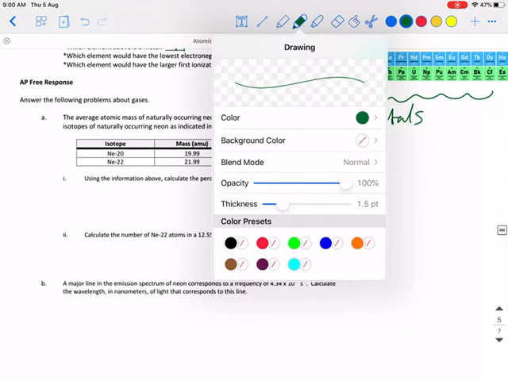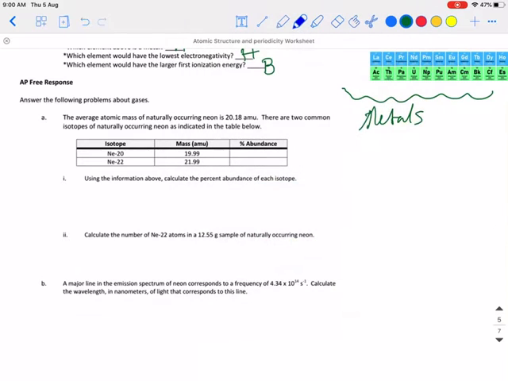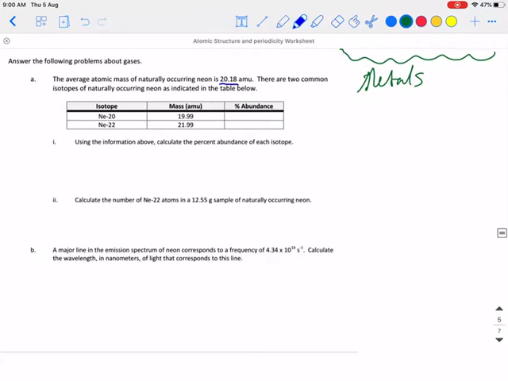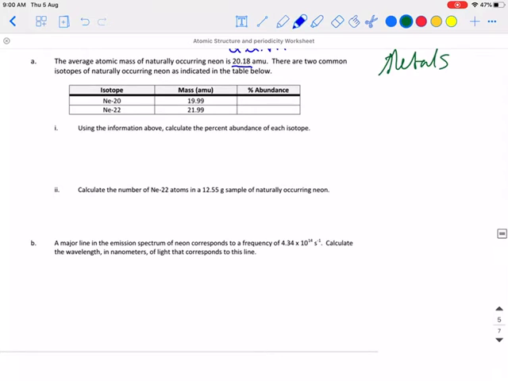Now AP free response questions, let us solve them and answer the following problems about gases. The average atomic mass of naturally occurring neon is 20.18 atomic mass units. So this is the average atomic mass. There are two common isotopes of naturally occurring neon as indicated in this table. Using the information above, calculate the percent abundance for each isotope.